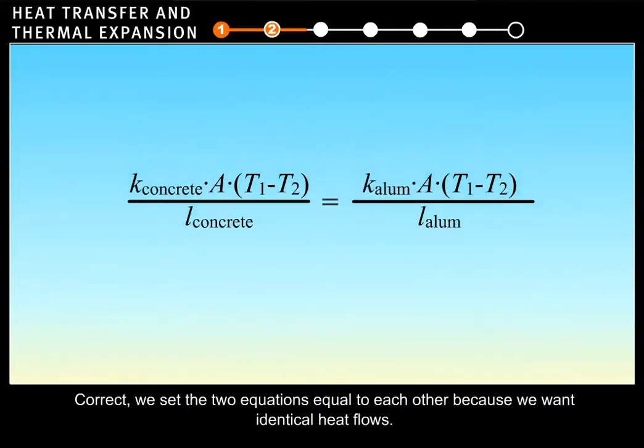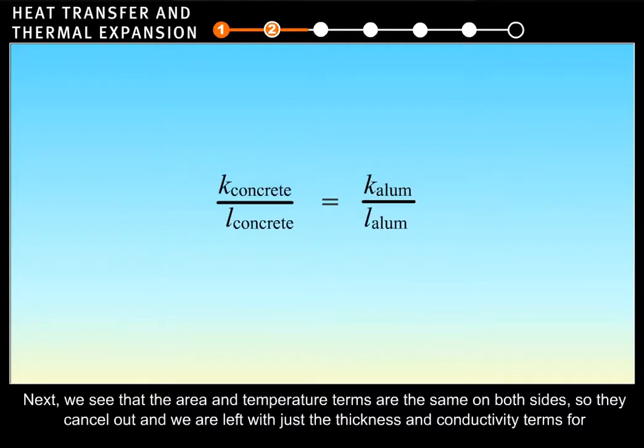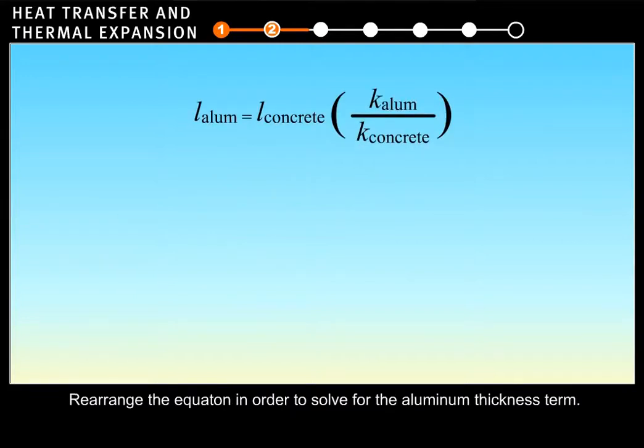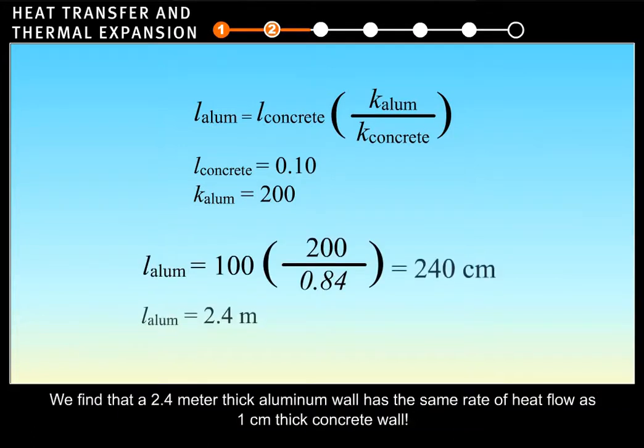Correct. We set the two equations equal to each other because we want identical heat flows. Next, we see that the area and temperature terms are the same on both sides. So they cancel out, and we are left with just the thickness and conductivity terms for concrete and aluminum. Rearrange the equation in order to solve for the aluminum thickness term. Finally, enter the thermal conductivity values and the thickness of the concrete wall to determine the thickness of the aluminum wall. We find that a 2.4 meter thick aluminum wall has the same rate of heat flow as a 1 centimeter thick concrete wall.